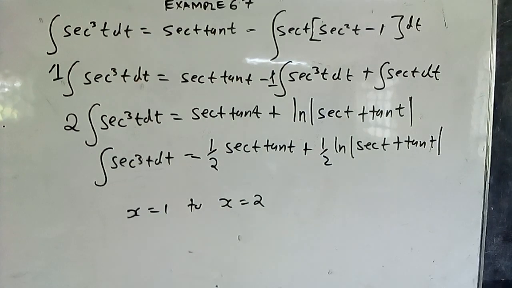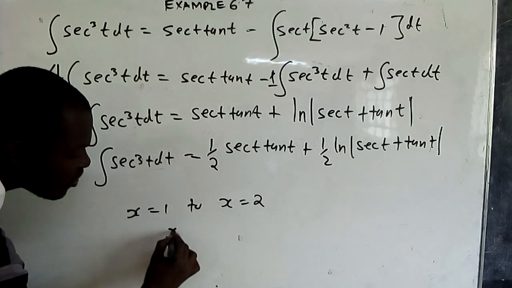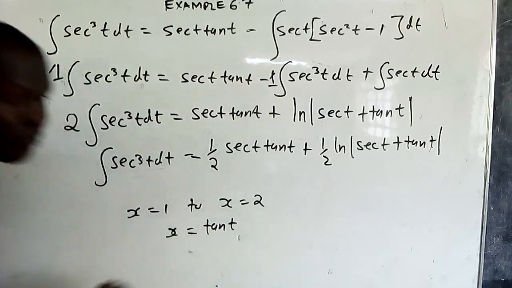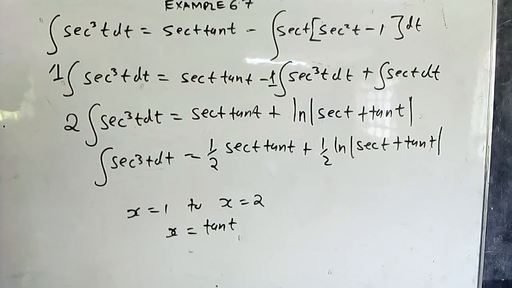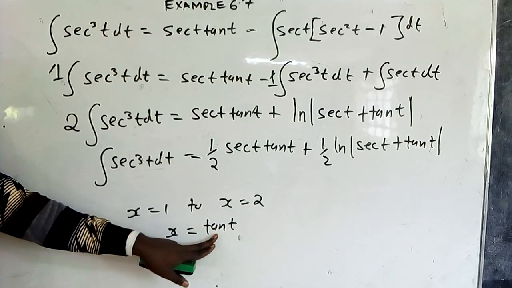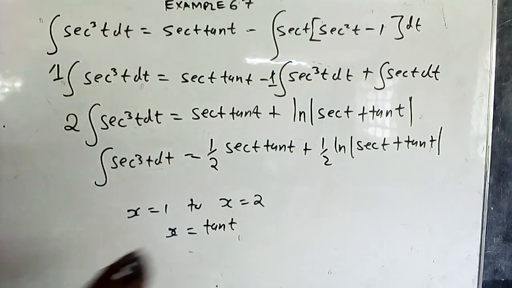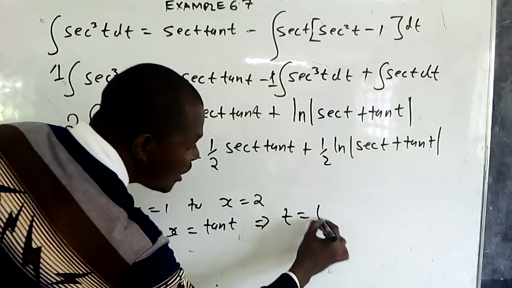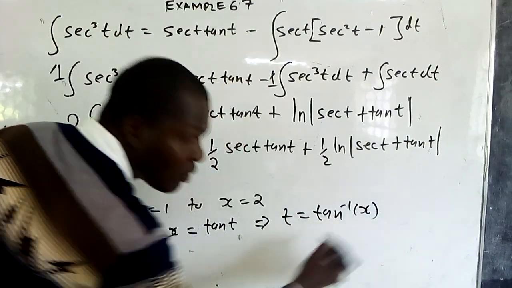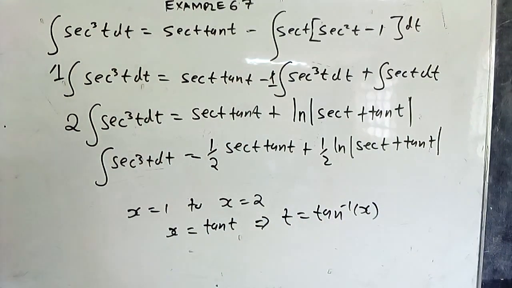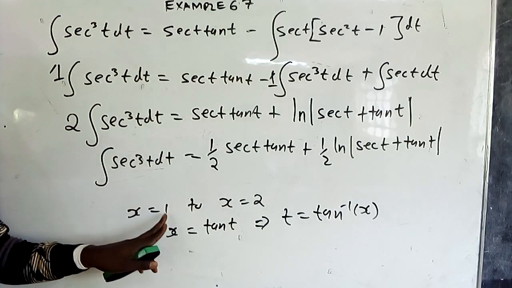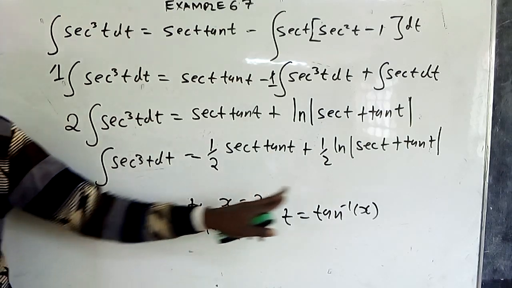And what did we say? We said let x be equal to tan t, isn't it? So what is t? This implies that t is the tan inverse of x. So for the limits, when x is 1, you ask yourself, when x is 1, what is t?